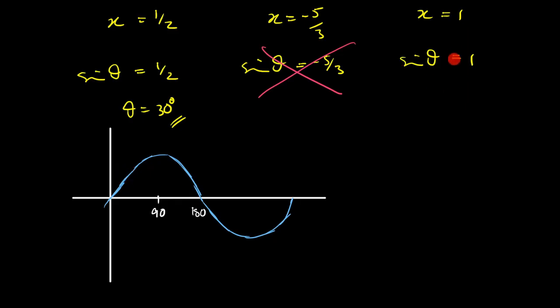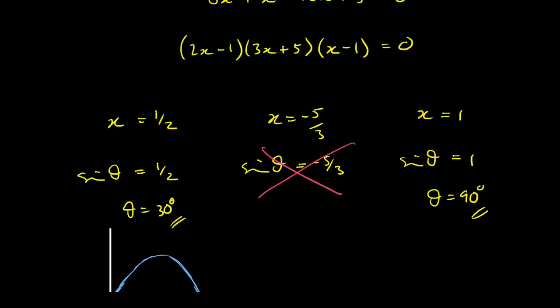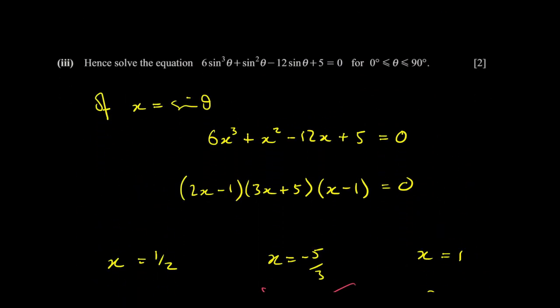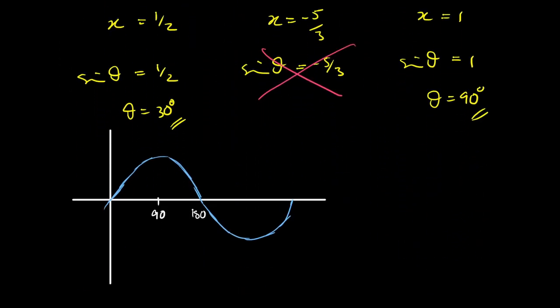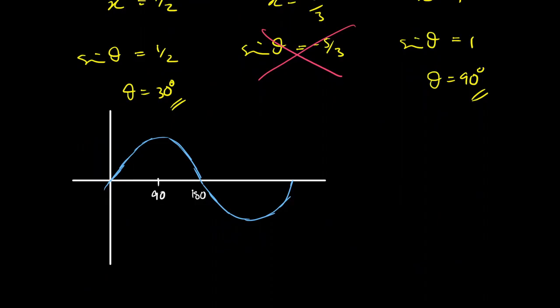And if sine theta is equal to 1, well, that's going to be theta is equal to 90 degrees, and that will be the only solution there. Let me just double check. It was less than or equal to 90. Yeah, it's less than or equal to 90. So I think we've just got two solutions there, 30 and 90 degrees.